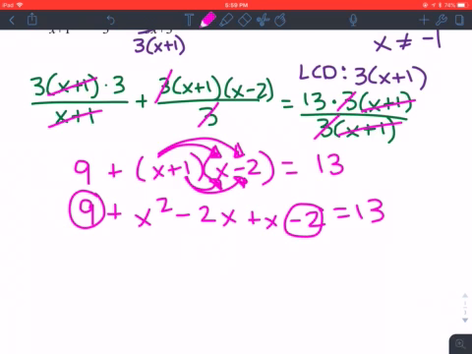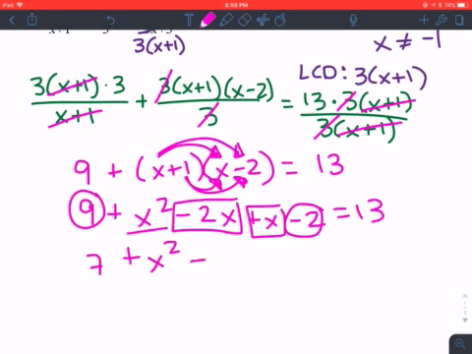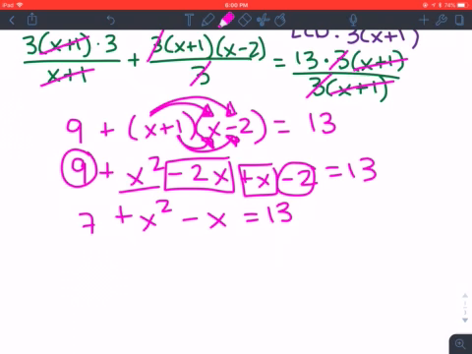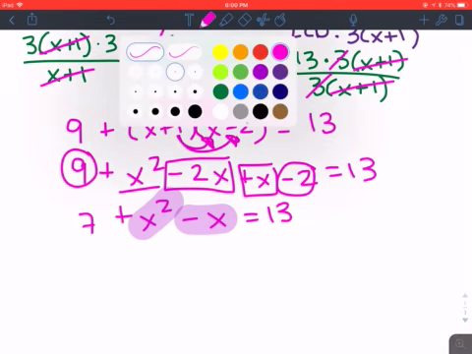My 9 and negative 2 makes 7. I only have a single x squared term, but I have a negative 2x plus an x, so that gives me negative x equals 13. At this point, I notice I have an x squared term and a single x term, so this is a quadratic I'm going to have to solve.